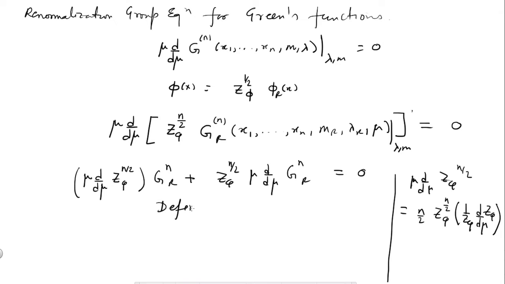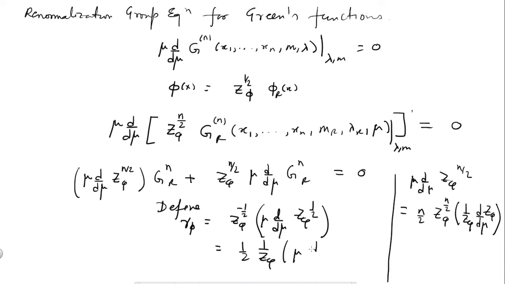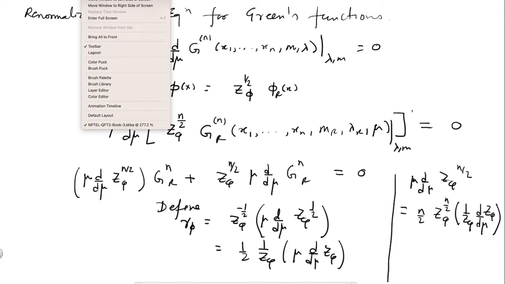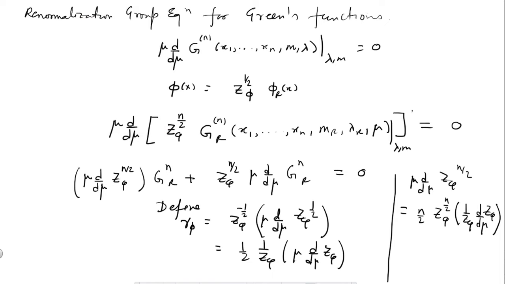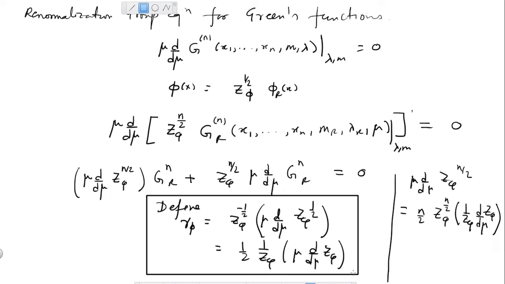Now I define gamma phi as z phi to the power minus half mu d over d mu z phi to the half. Which you can check, it's the same as half, 1 over z phi without a square root this time, mu d over d mu z phi. So that's the definition of gamma phi. Let me box it. Okay, so that's gamma phi. Now I will substitute this in here, in this expression.